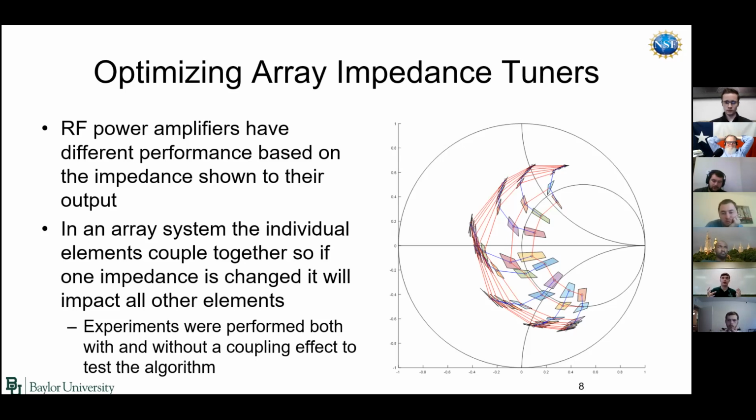So our search space is going to be changing underneath us with each step we take. If you change tuner 1, tuner 5 is no longer performing the same way, since it now has a different impedance it is showing. I will show some results here of experiments performed with and without this coupling.